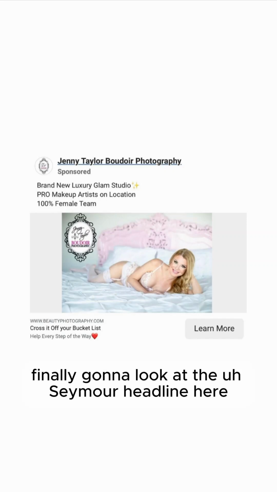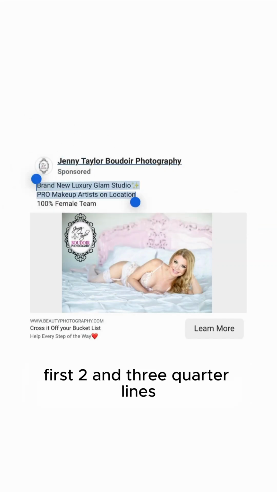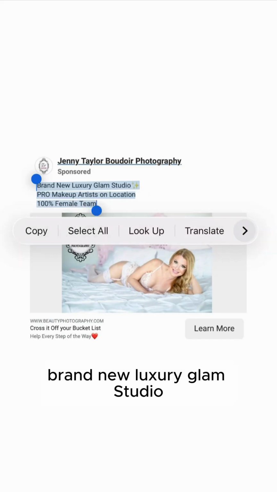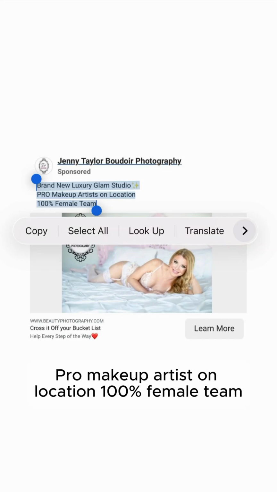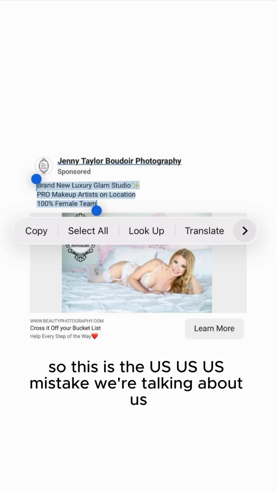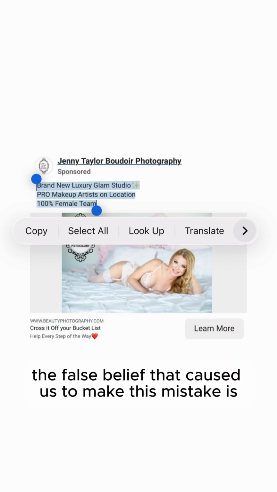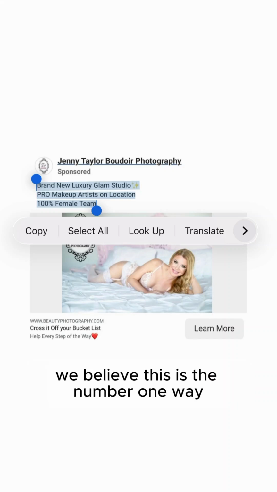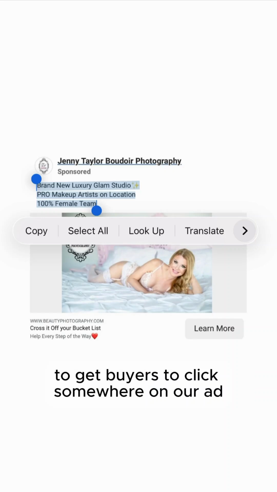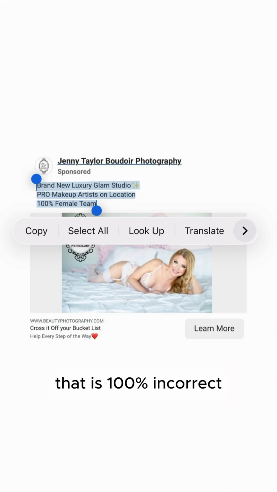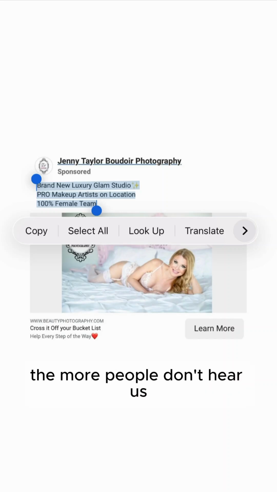All right, finally going to look at the see more headline here. First 2 3/4 lines, Facebook mobile news feed. Brand new luxury glam studio. Pro makeup artist on location. 100% female team. All right, so this is the us mistake. We're talking about us, we're talking about us, we're talking about us. And the false belief that caused us to make this mistake is we believe this is the number one way to get buyers to click somewhere on our ad and get our ad into their brain. That is 100% incorrect. The more we talk about us, the more people don't hear us.